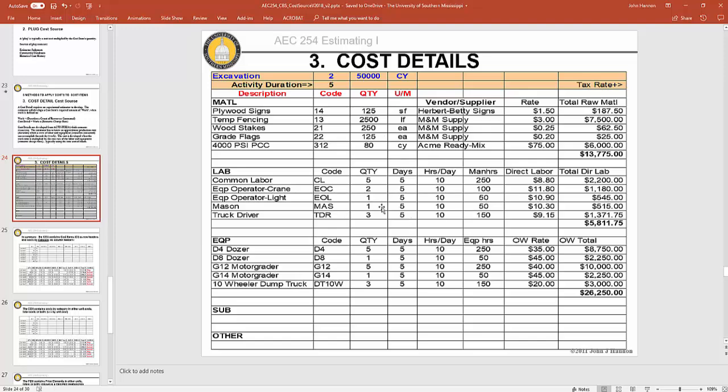So a good estimator is one that can identify what types of labor, what types of equipment, that they can figure out what crews need to be applied to a cost item, and they can figure out how many days are required to completely excavate, in this case, 50,000 cubic yards. Okay? And that's called cost detailing. Right? Like I said, I don't want to go too far into it.